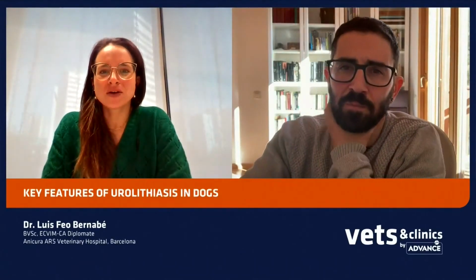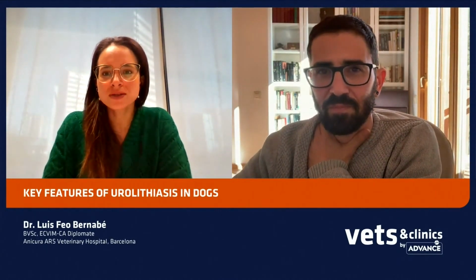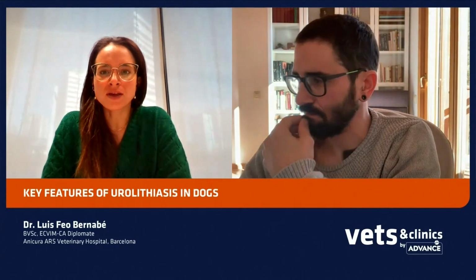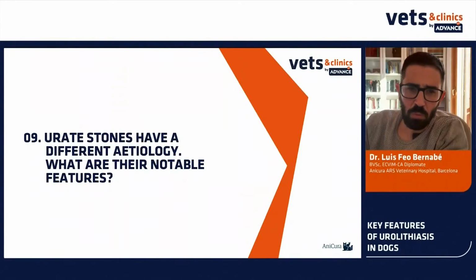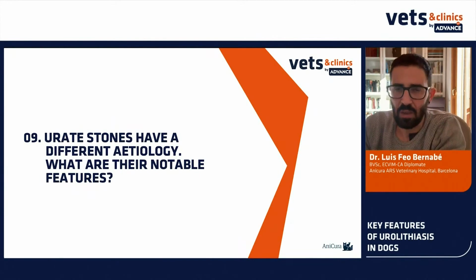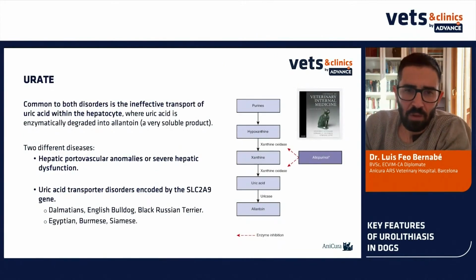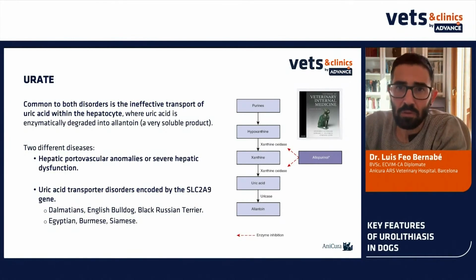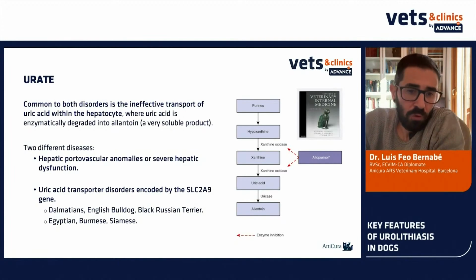Thanks, Luis. So, it remains for us to comment on the urate stones, which have a different etiology. What can you tell us about these stones? Yeah, so when we talk about urate, there are two different diseases, I will say. Common to both disorders is the ineffective transport of uric acid within the hepatocyte. However, there are two different diseases.